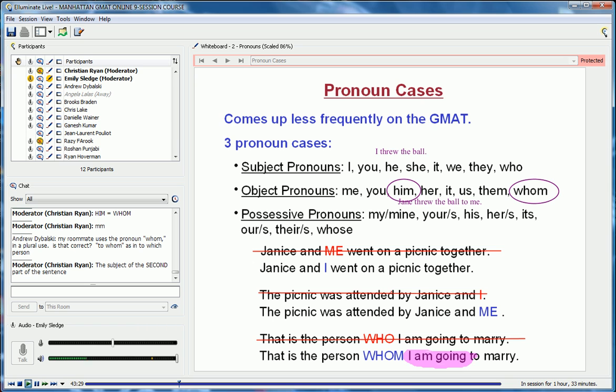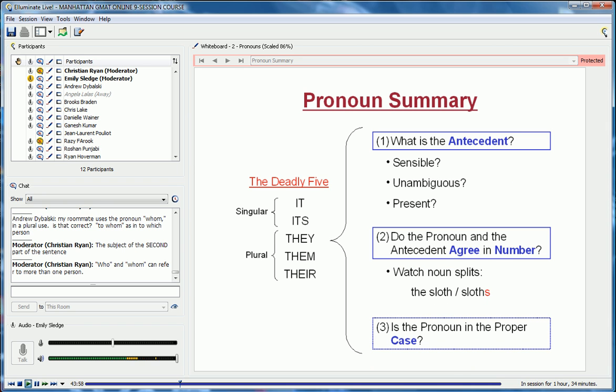And so that someone is this whom that I'm referring to. This whom is on the receiving end of this verb. Let me know if that helps, if you were the person who asked that. Yeah, it's the subject of this second part of the sentence. All right, looks like Chris is handling those.